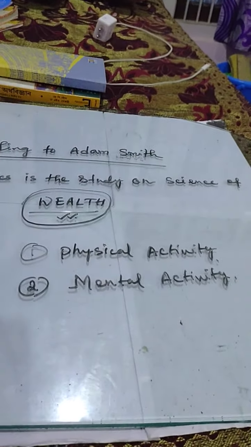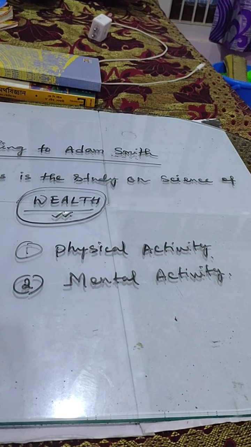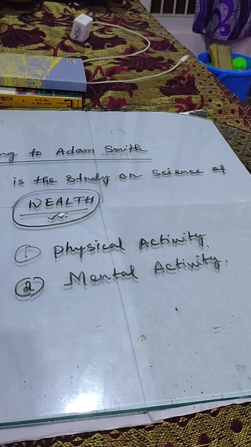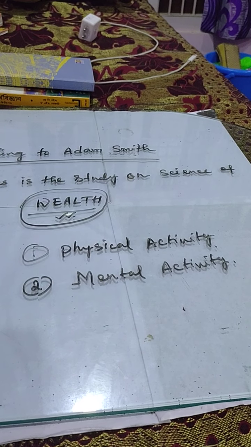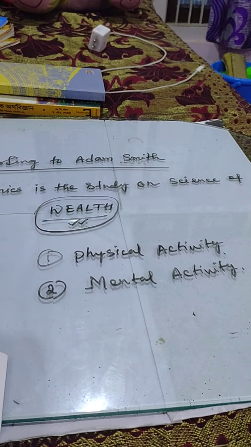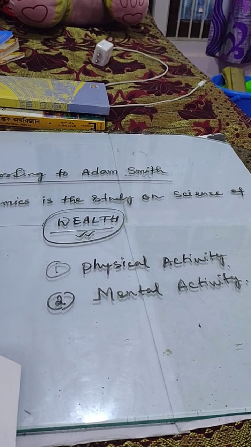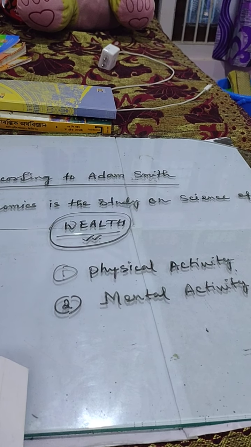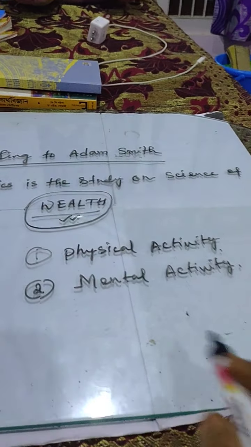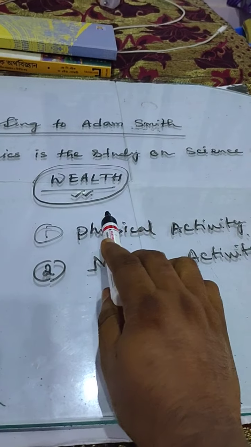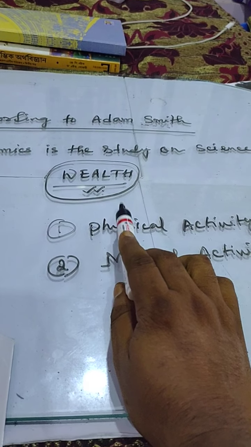Therefore, Adam Smith emphasized the production and expansion of wealth as the subject matter of economics. Again, you see, he emphasized the production and expansion of wealth as the subject matter. That's why human beings are engaged in the production of wealth and expansion of wealth.